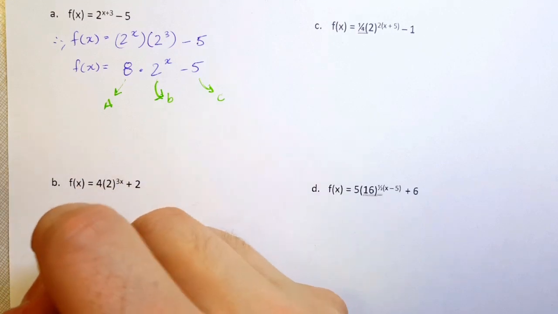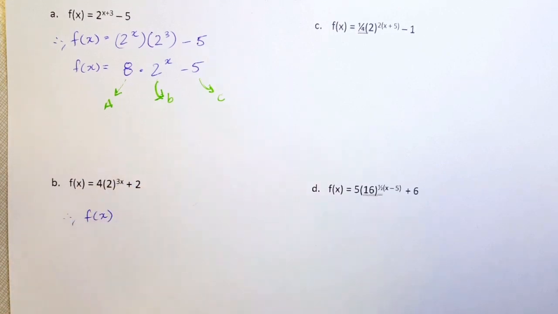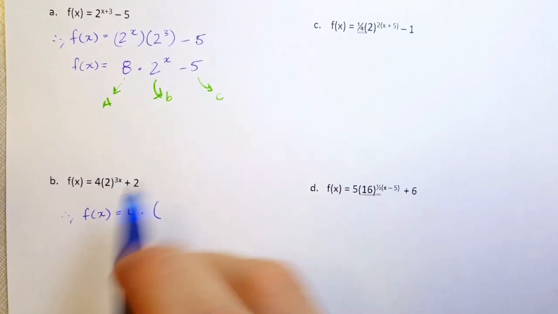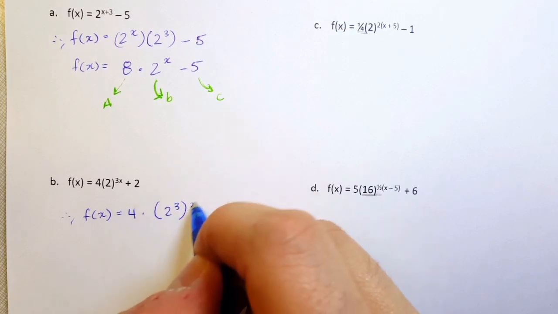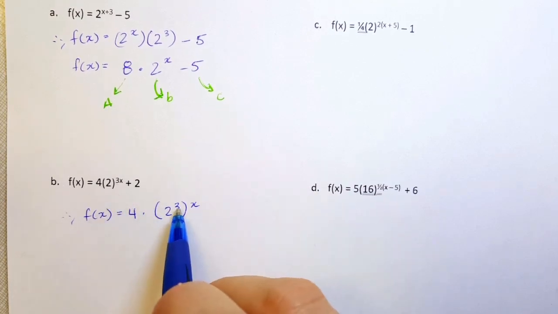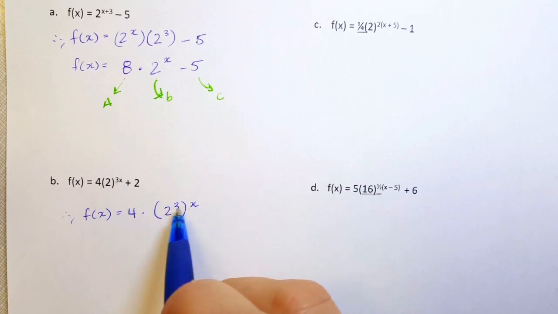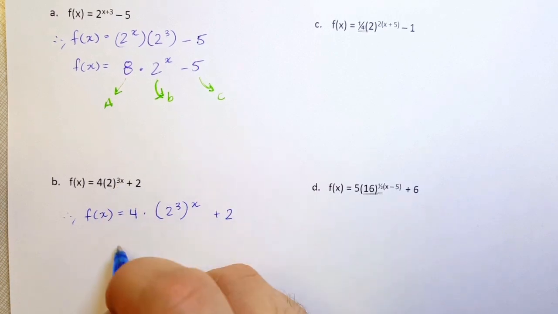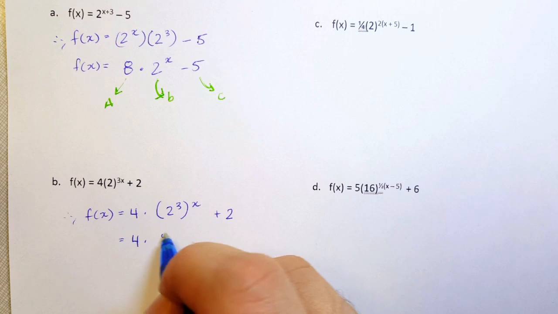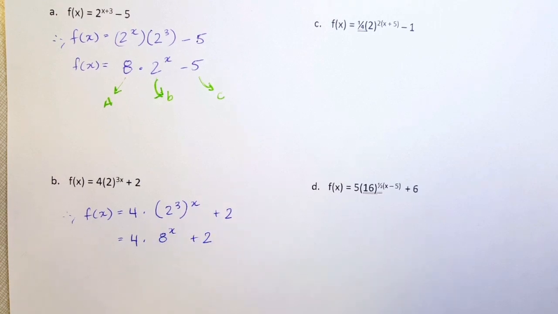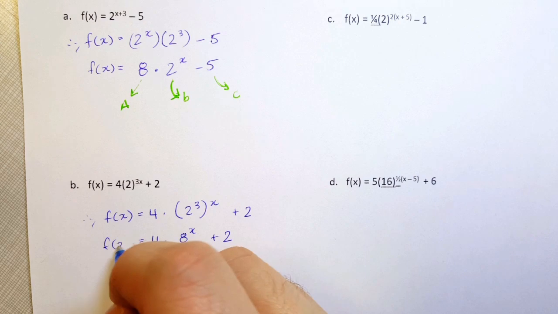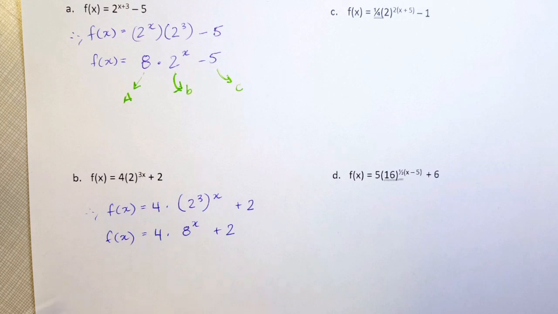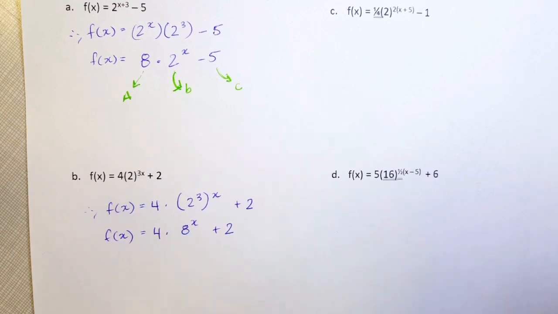Well, we saw this before. f of x is equal to 4 times, and I can bring the 3 inside the bracket because recall, if you have an exponent inside the bracket and an exponent outside the bracket, we would multiply them together, so that would be 3 times x, so 3x, and that's what I have here, plus 2. So I get 4 times 8 to the power of x plus 2, and now I certainly have it in terms of a vertical stretch and a vertical translation. All I've effectively done is I've changed the base of the function from 2 to an 8.